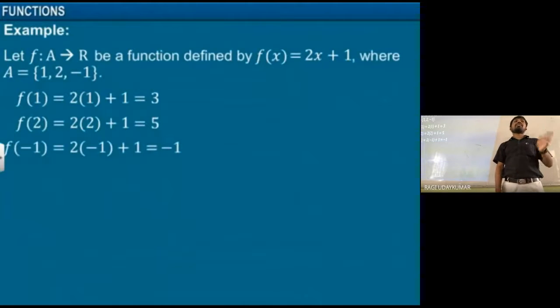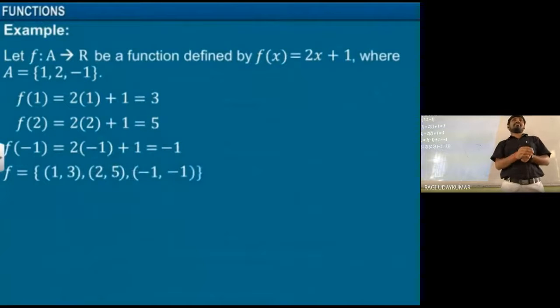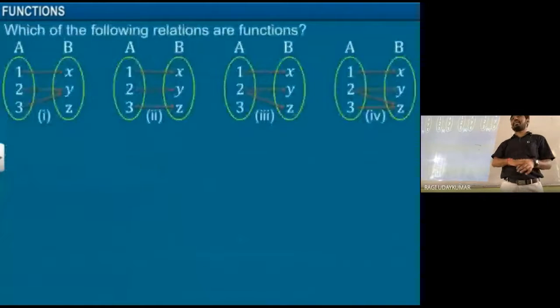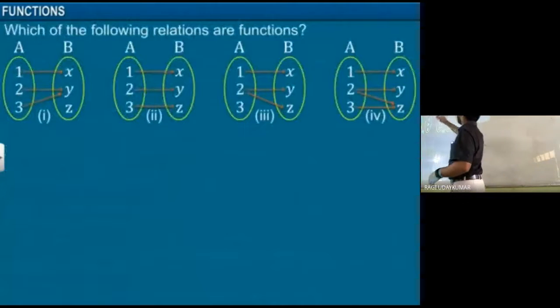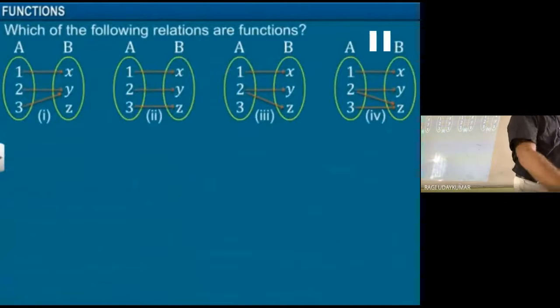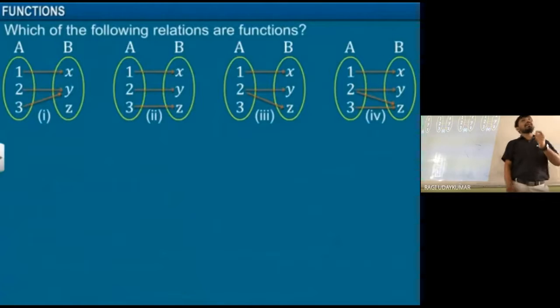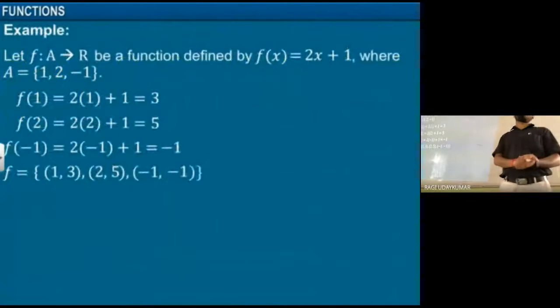So what is the domain of this function? Domain: 1, 2, minus 1. A बोल सकते हैं simply. What is the codomain? 3, 5? No. Codomain I am asking. R is the codomain. Set of the real numbers is the codomain. ये पूरा real numbers है ना. It is defined from real numbers to real numbers. So R is the codomain, and 3, 5, minus 1 is, in that situation, the range.